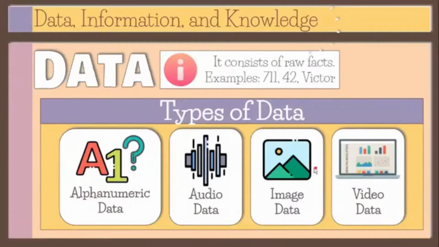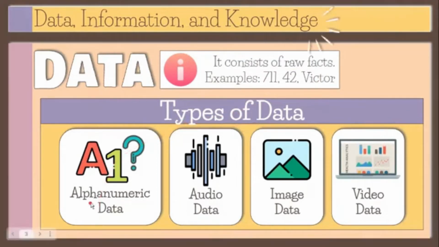Let's start. Data is a term used to describe facts without a clear context. For example, the numbers 711 and 42 and the word Victor are all data. At the moment, there is no clear meaning that can be drawn from these data. Data can be represented in different ways.